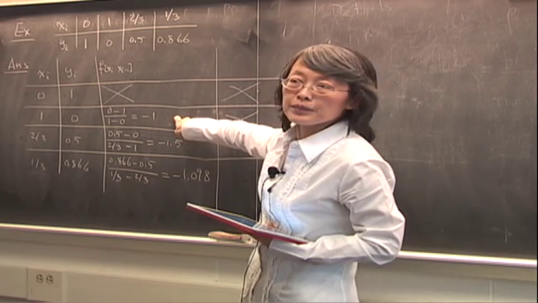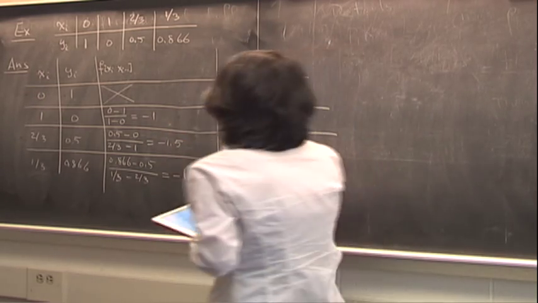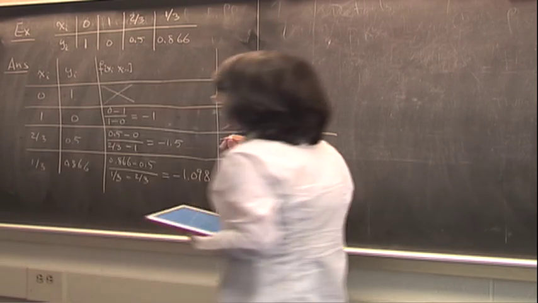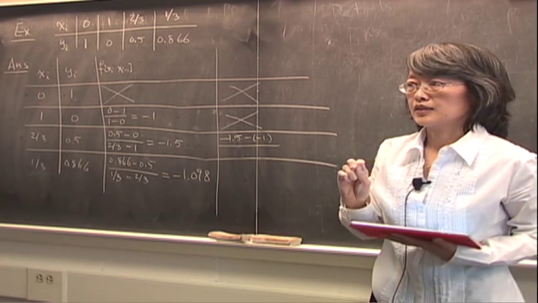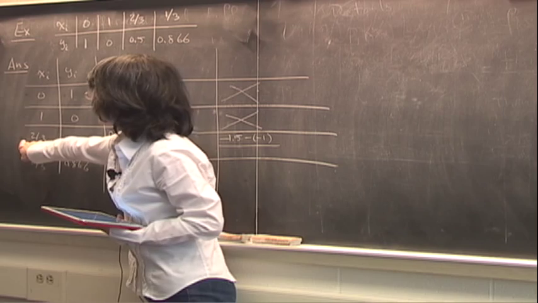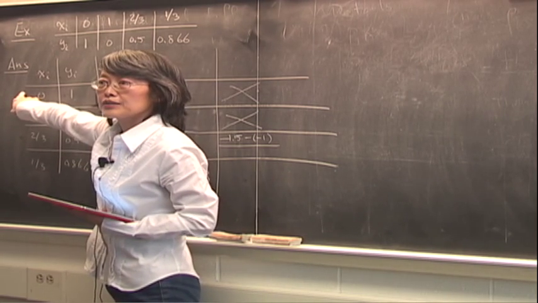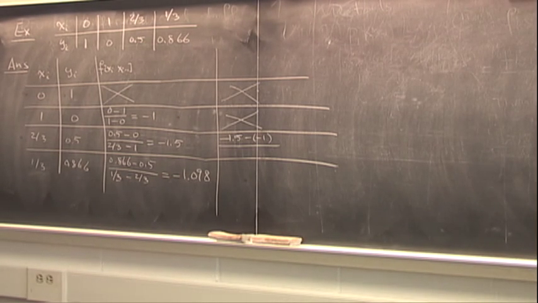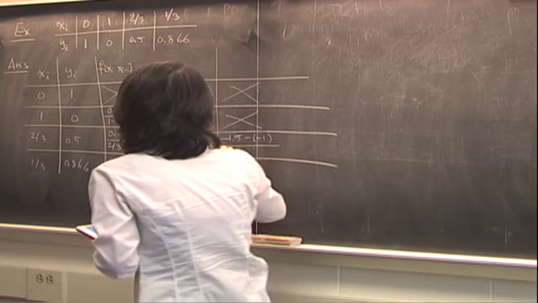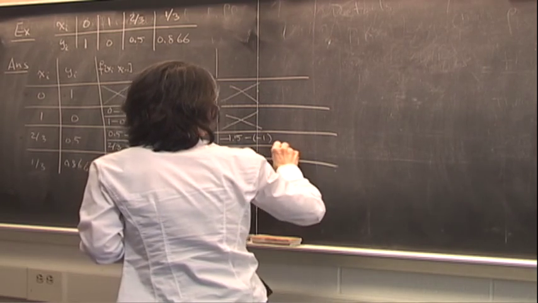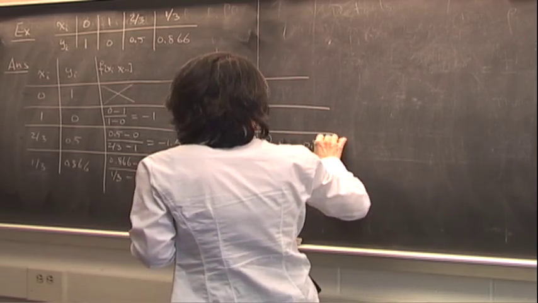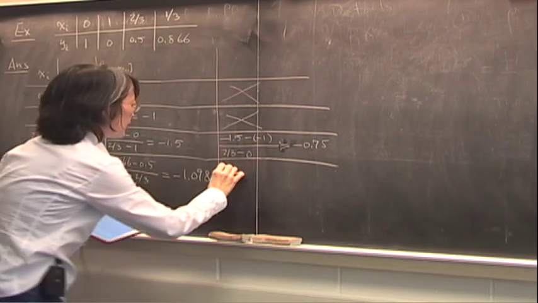This number minus that number on the numerator, that's clear, right? So -1.5 minus -1 on the numerator. What will be in the denominator? It will be this x minus that one, right? Remember? It will be x2 minus x0, not the neighboring x, okay? So that will be 2/3 minus 0. Once you figure out what you have to do, I'll just give the number. That's -0.75.